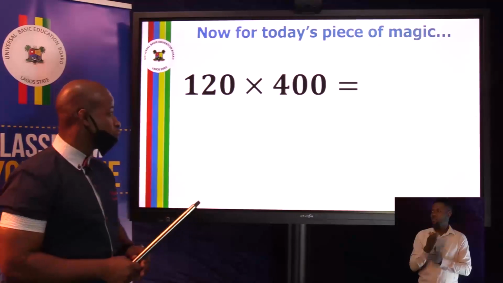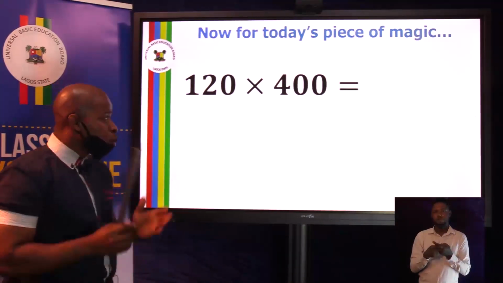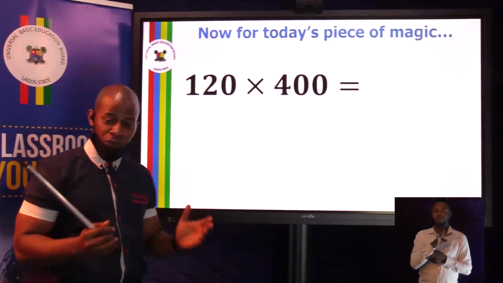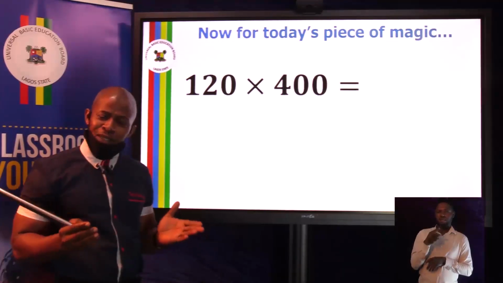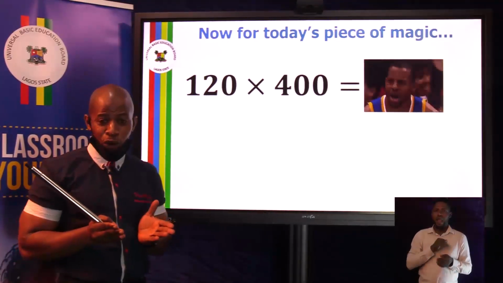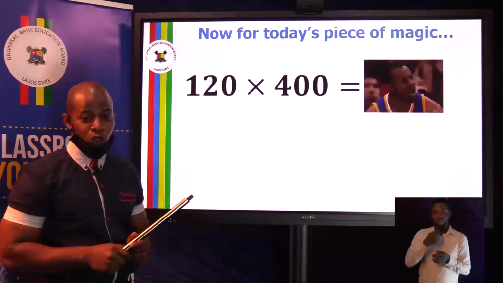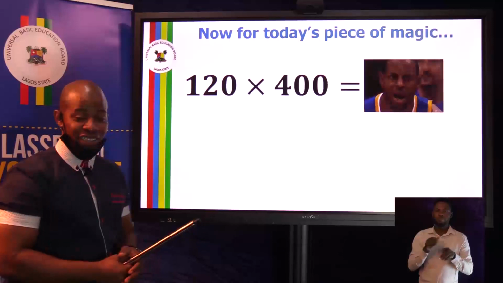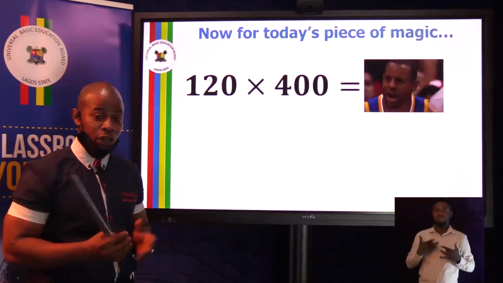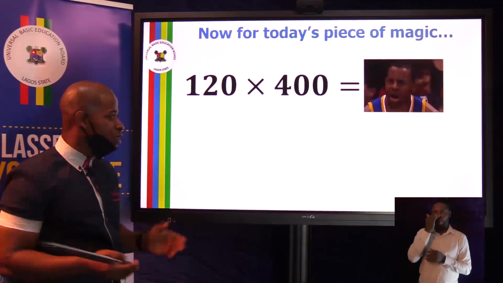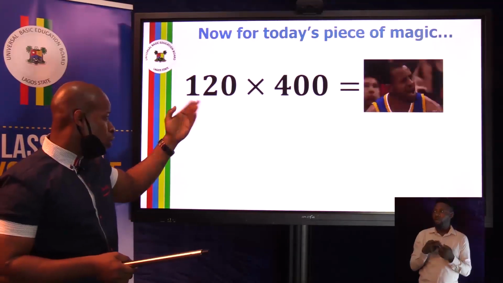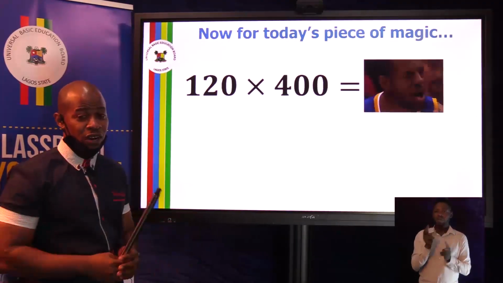I asked somebody to multiply 120 by 400. And he looks at me and says, Uncle Agbaje, I'm just a little boy. This number is too big for me. Well, that number shouldn't be too big for you. And you shouldn't look like this guy who's obviously bewildered and confused and wondering, why me? Because multiplying 120 by 400 is actually very, very easy.